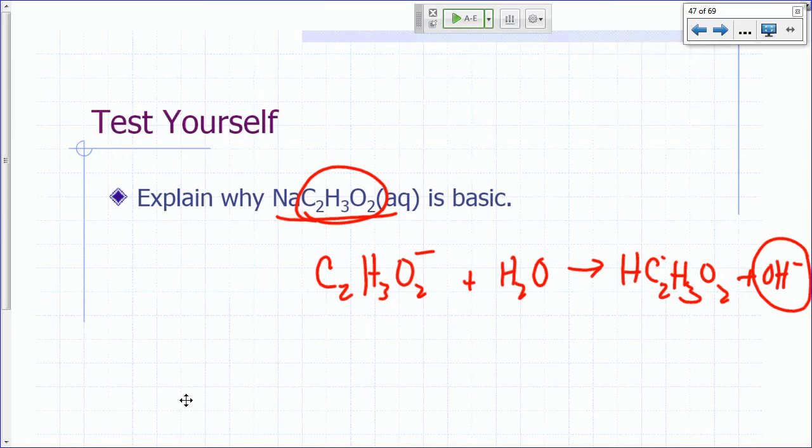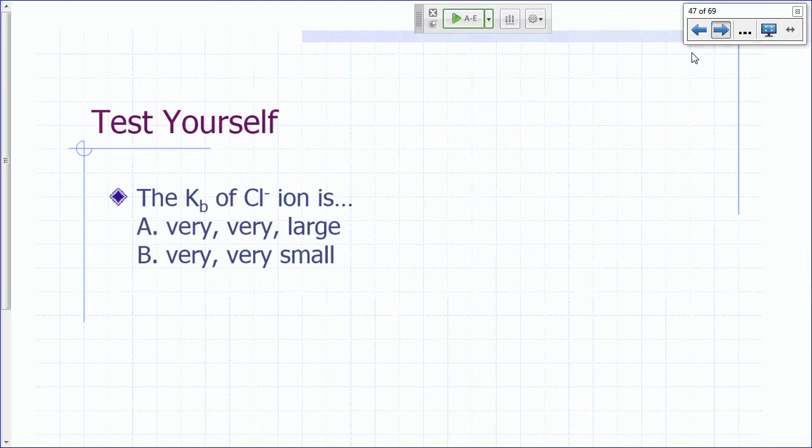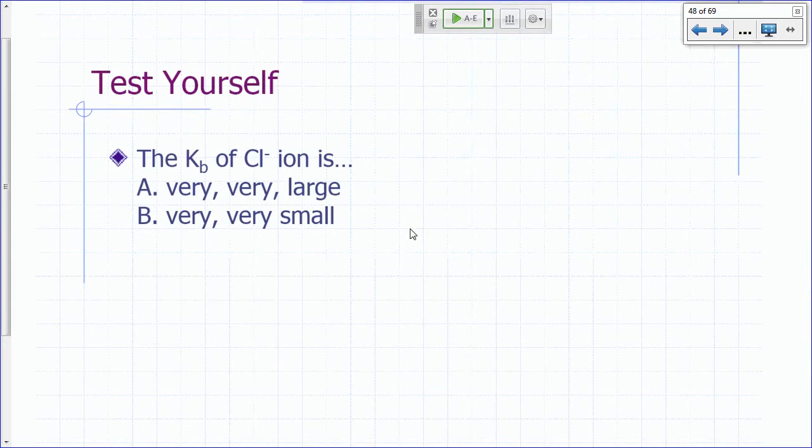And so the way you would explain it is by saying, okay, the negative ion here, the anion, is the conjugate base of a weak acid, so that will react with water to give you hydroxide. And that makes it basic. That's how you explain basic salts. Okay? Now, based on that, the Kb of chloride ion is A, very, very large, or B, very, very small.